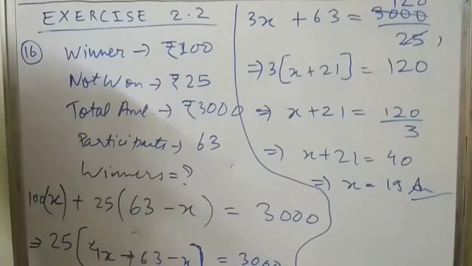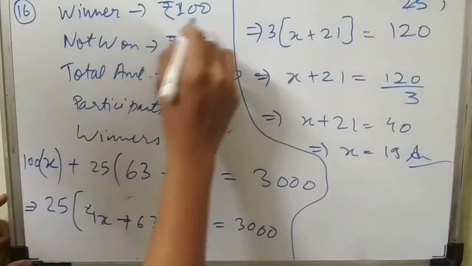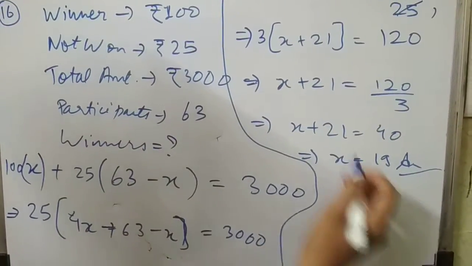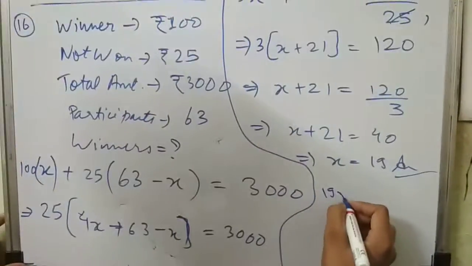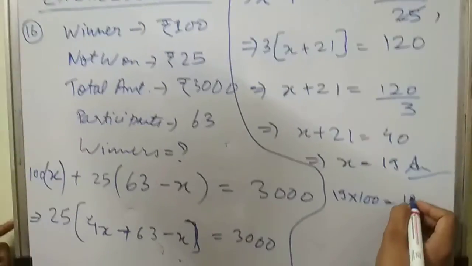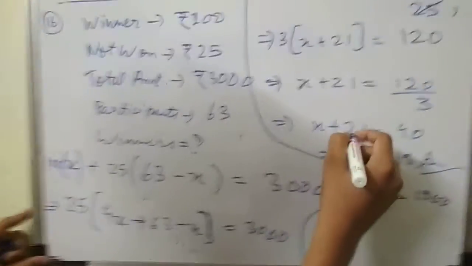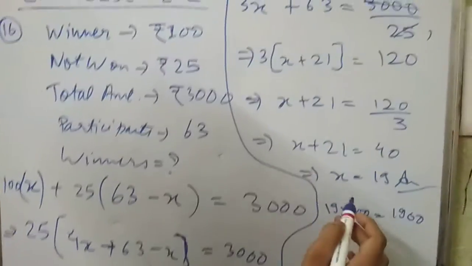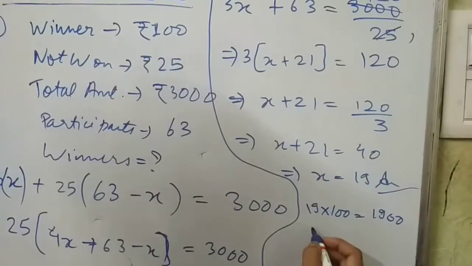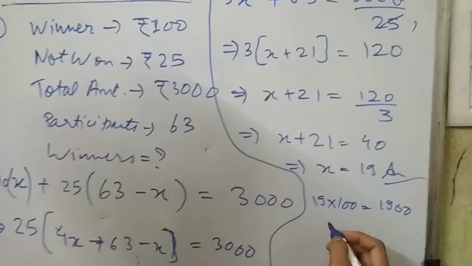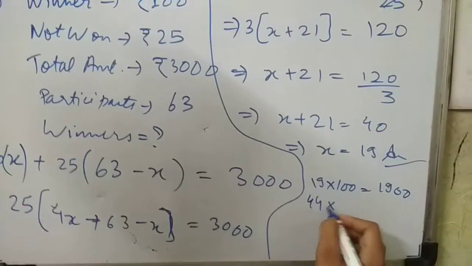Final answer. Now how to cross check this? Number of winners, how many winners? 19. Now let's check. 19 into 100 is what? 1900. Now the rest is what? 19 winners, and 63 minus 19. 63 minus 19 is what? 44. Yes, 44 into 25.